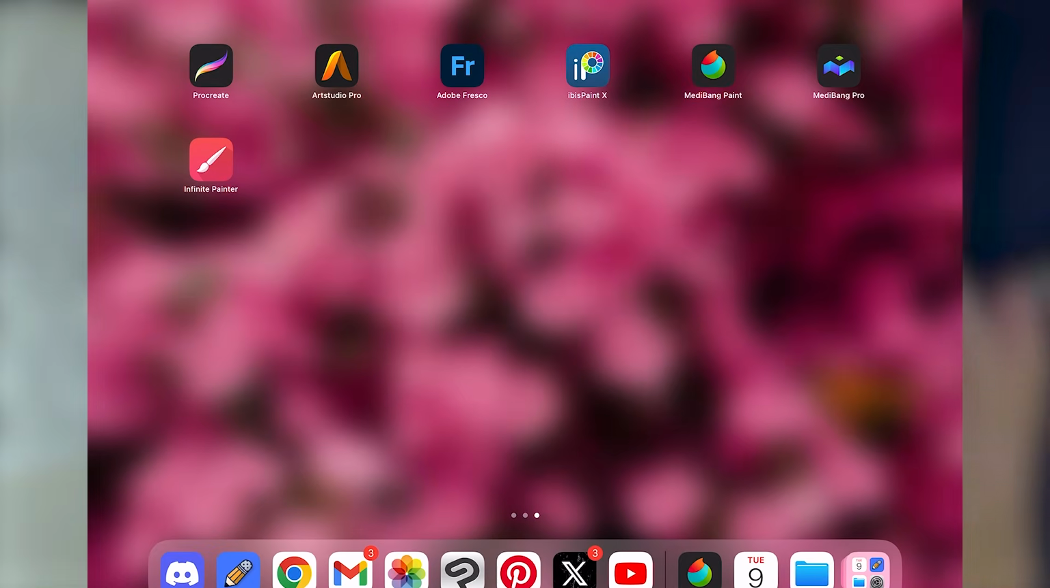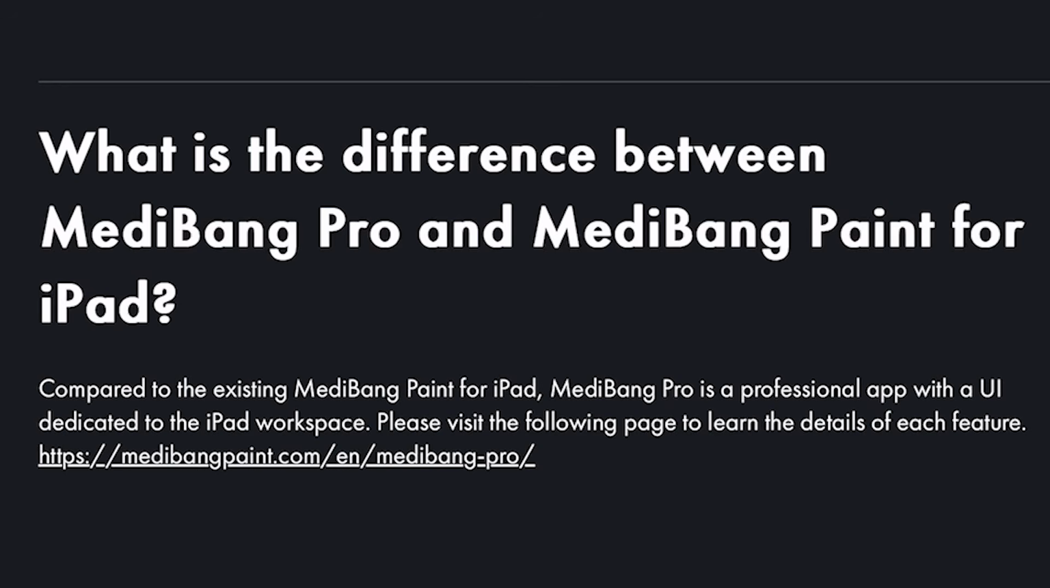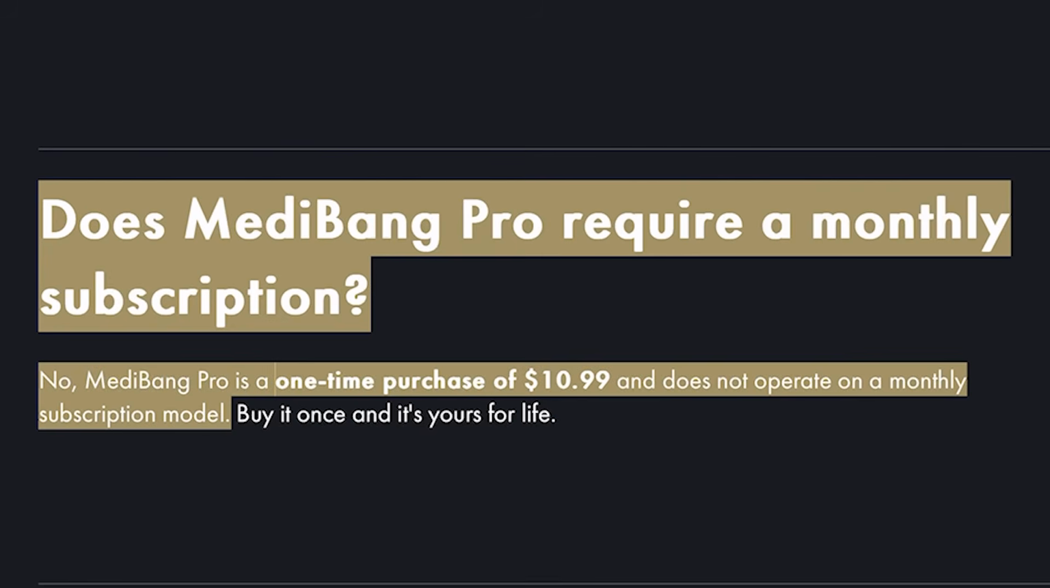Let's also take a look at Metabang Pro. What is the difference between Metabang Pro and Metabang Paint for iPad? So Pro is a professional app with the UI dedicated to iPad workspace. Does Metabang Pro require a monthly subscription? No, Metabang Pro is a one-time purchase of $10.99 and does not operate on a monthly subscription model. So very, very similarly to Procreate, pay once, use it for the rest of your life.